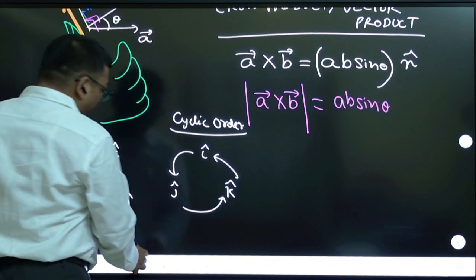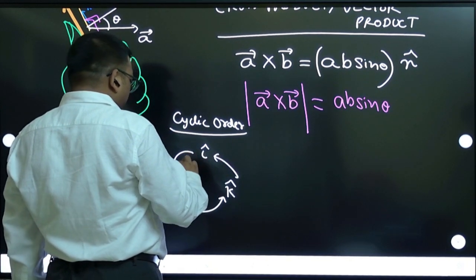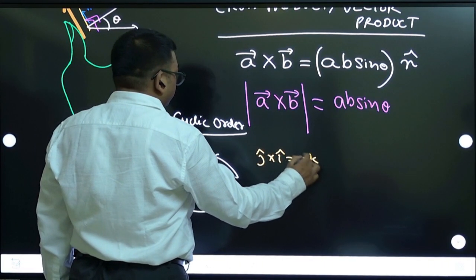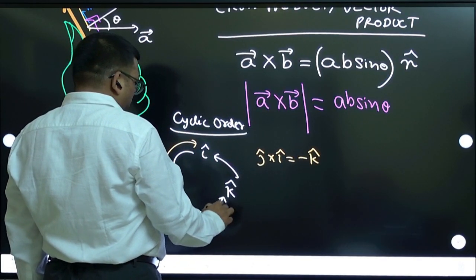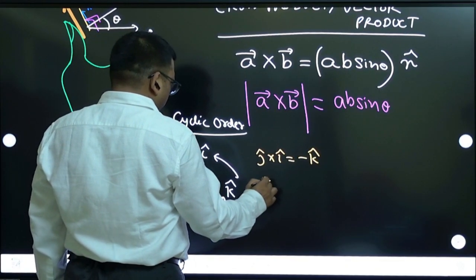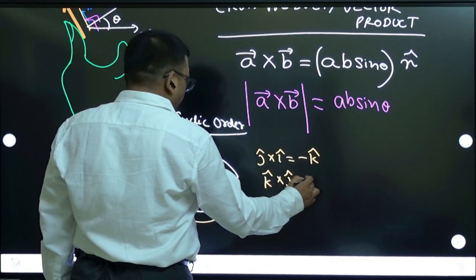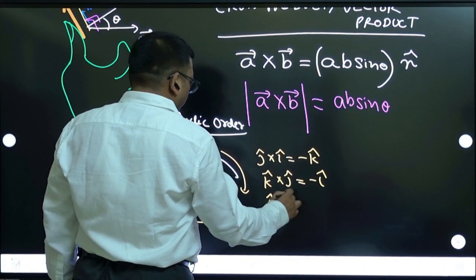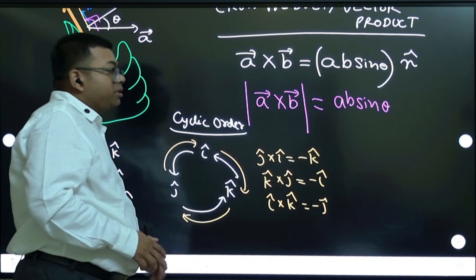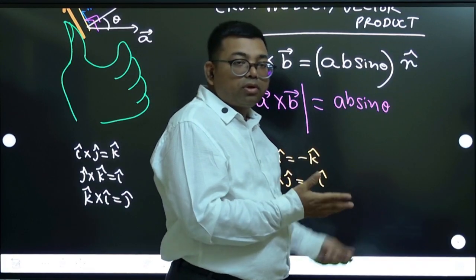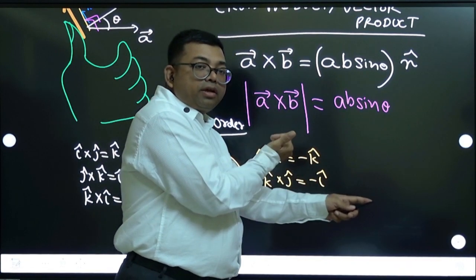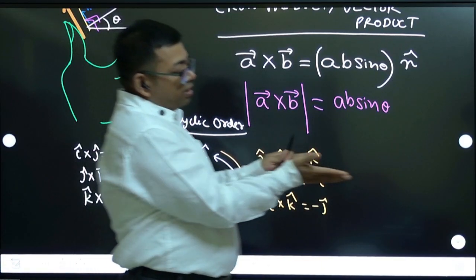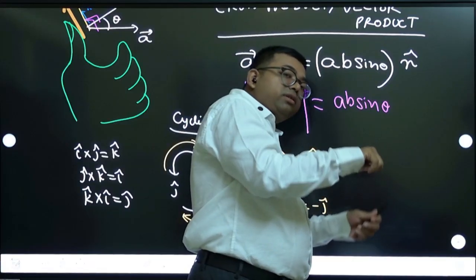And if you go reverse, you will get negative, right? If you go this way, j cross i will give us minus k. In the same manner, if we go clockwise, k cross j will give us minus i. And like this, i cross k will give minus j. Why it is opposite, you can understand: suppose this is A and this is B, A cross B comes outward and B cross A goes inside, right? That's the idea.